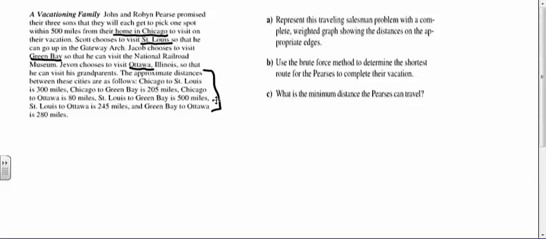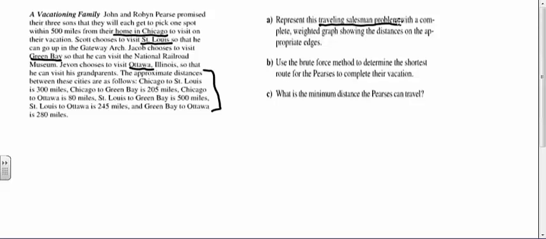The first part is represent this traveling salesman problem. It's called a traveling salesman problem because we want to travel to all these different locations and return back where we started without going to any of those locations more than one time. So we want to construct a completed weighted graph representing the problems that we have here.